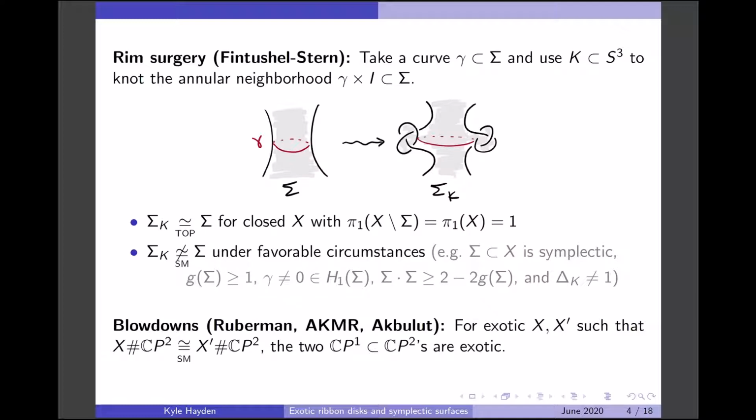However, there can't be any diffeomorphism of this new four-manifold taking that one CP1 to the other, because otherwise you could blow those two CP1s down and get a diffeomorphism between X and X prime, which we know can't exist.